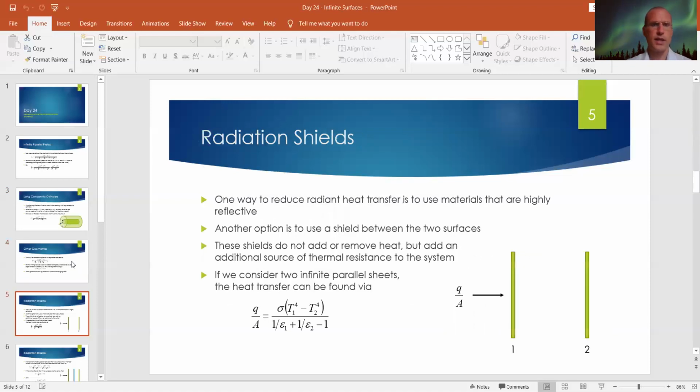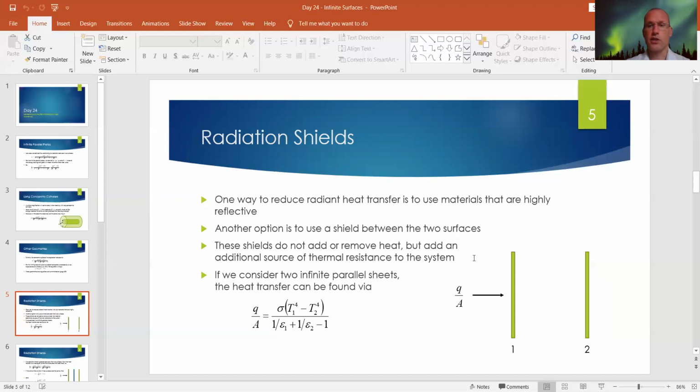The other thing we want to deal with today is radiation shields. If you want to reduce the radiation heat transfer, one thing you can do is use materials that are highly reflective. Remember, anytime I have heat radiation coming in, hitting an object, some of it gets absorbed, some of it gets reflected. Technically, some of it gets transmitted, but we're still ignoring that part. So if I have very high reflectivity, that means not much is being absorbed. So that's going to reduce any sort of heat transfer.